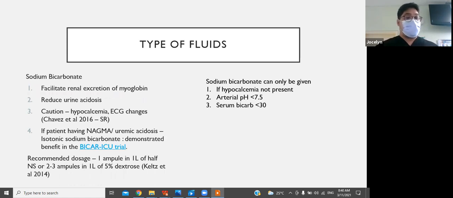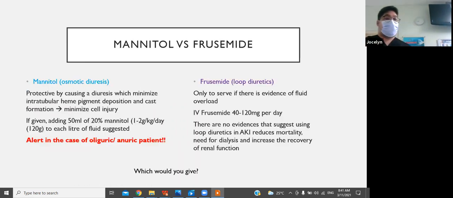If the patient has NAGMA or uremic acidosis, isotonic sodium bicarb shows a very good benefit. We can see this in the BICAR-ICU trial, okay? Our recommended dosage is 1 ampule in 1 liter of half saline, or 2 to 3 ampules in 1 liter of 5% dextrose. This is from Cal et al., 2014. Just an additional point: sodium bicarb can only be given if hypocalcemia is not present, arterial pH is less than 7.5, and serum bicarb is less than 30. Okay.